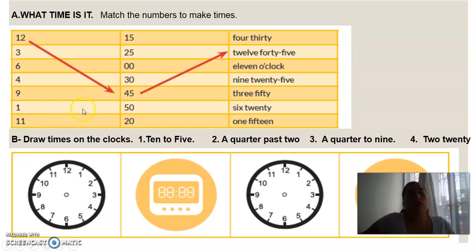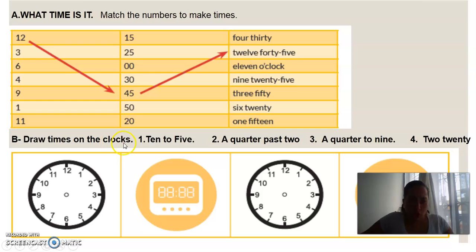Okay, guys, we continue with the activities in your photocopies, in your English worksheet. A. What time is it? Match the numbers to make time. You have to match these numbers to create these times. For example, 12 and 45, it is 12:45. And then you have to continue matching the numbers to get these times.